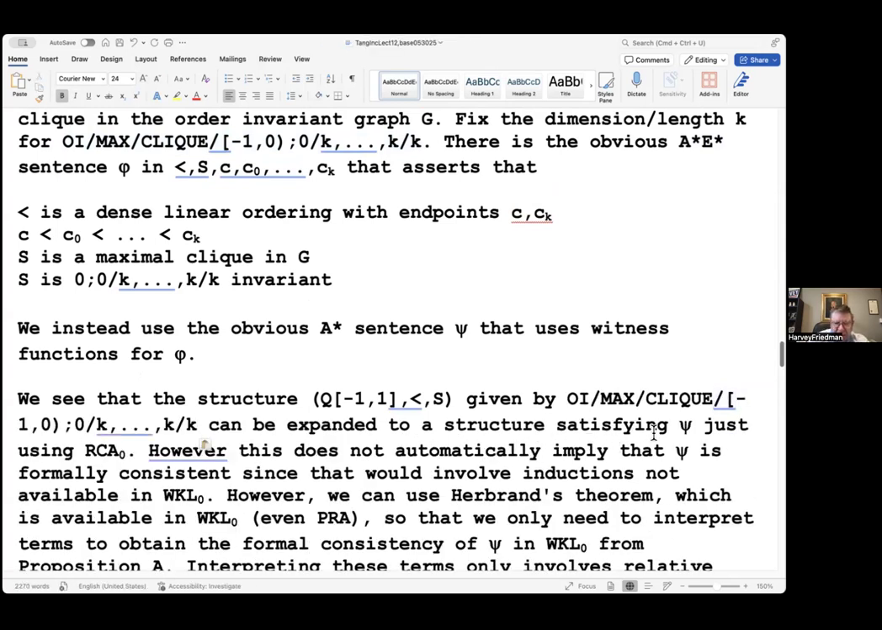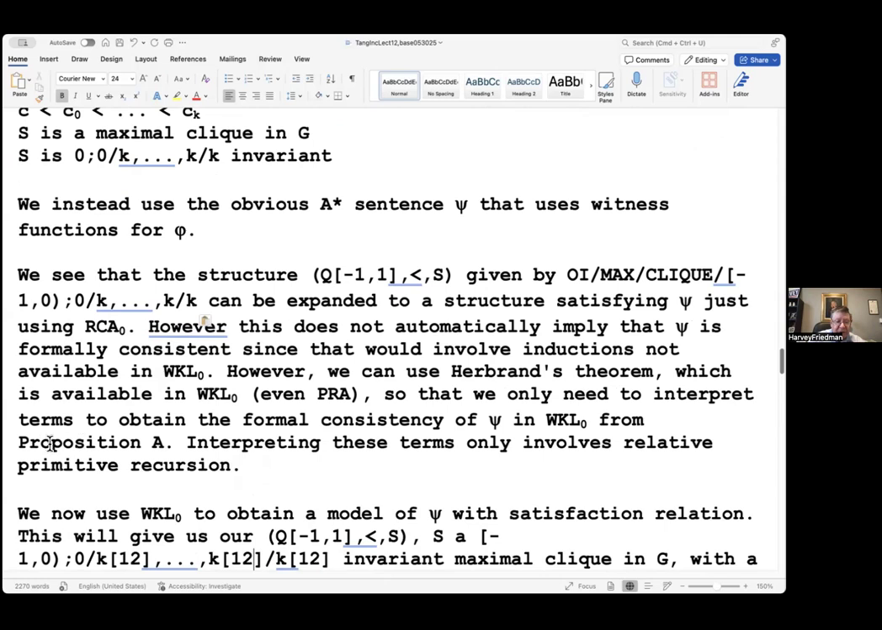can be expanded to a structure satisfying psi just using RCA naught. However, this does not automatically imply that psi is formally consistent. This problem about satisfiability implying consistency says that would involve inductions not available in WKL naught. However, we can use Herbrand's theorem because this theory is universal. Herbrand's theorem, which is available in WKL naught, so that we only need to interpret terms to obtain the formal consistency of psi in WKL naught from proposition A.